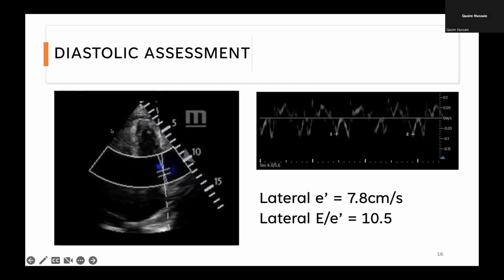This rectangular box is the tissue Doppler gate. It's on all the screens. We put it over the mitral valve level, encompassing both sides of the annulus. Then you take your pulse wave Doppler, get the hash marks right to the lateral aspect of the valve, right over top of the annulus, and you measure the velocity of the annulus going up and down. You can see there's a nice systolic wave right there, and then the first negative deflection is going to be your E prime. We took that measurement and ended up at 7.8 centimeters per second, giving us a lateral E over E prime ratio of 10.5 in this case.